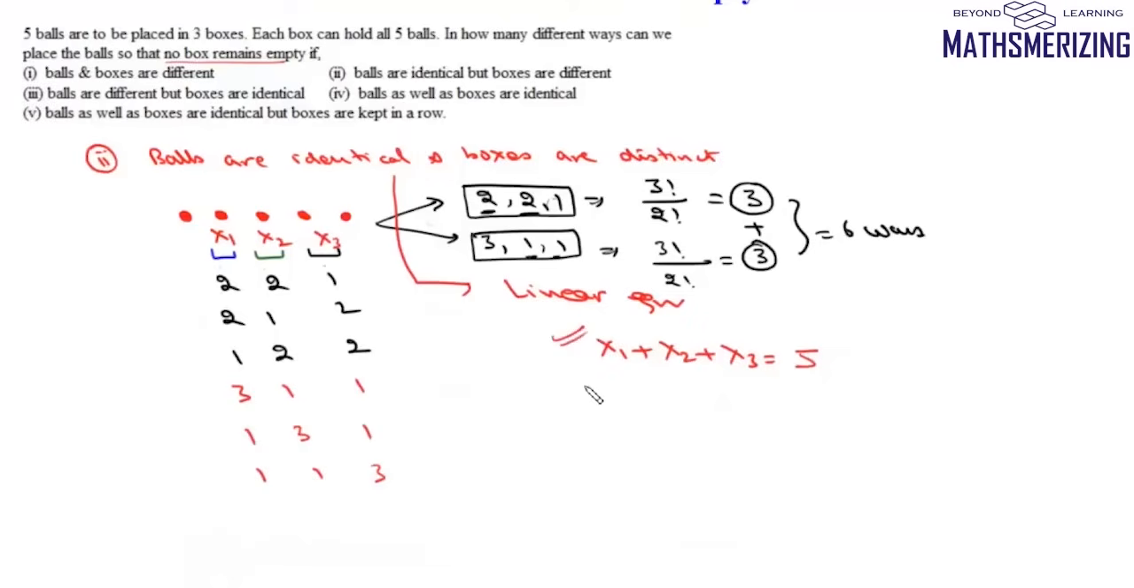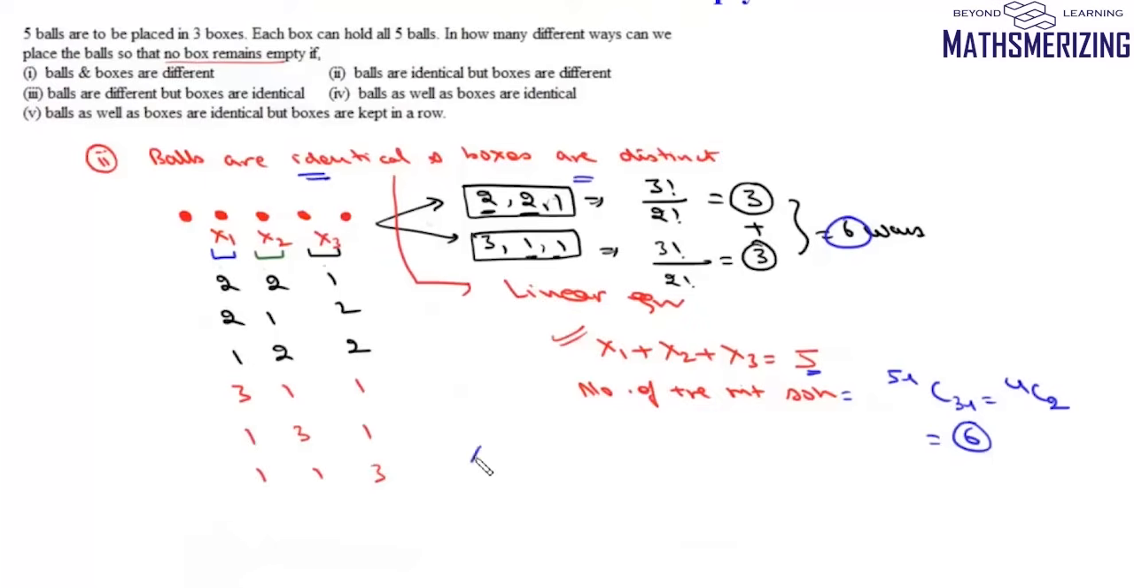So here we need to find the number of positive integral solutions. We know that the number of positive integral solutions is given by n minus 1 C r minus 1, which is 5 minus 1 C r minus 1. R in this case is 3, so it will be 3 minus 1. So that is 4C2, and 4C2 is nothing but 6. So the total number of ways in which we can distribute identical balls into distinct boxes is 6.